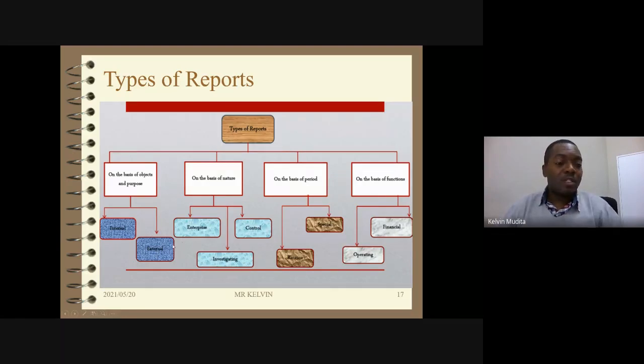By internal report, it means you are writing just for the people within your organization. That is an internal report. If you work for Bidvest, and that report is addressed to any Bidvest unit or department, that is an internal report, or Bidvest management or Bidvest board of directors is still an internal report. Then an external report, you are writing this report for people who are not associated with your organization. You are sending tax returns to the government, that is external reporting.